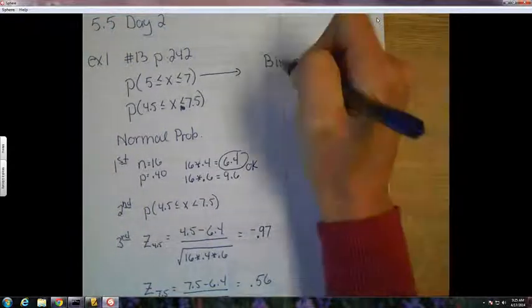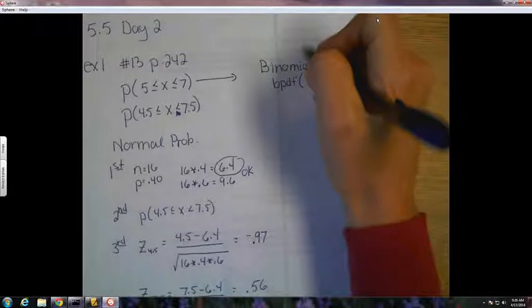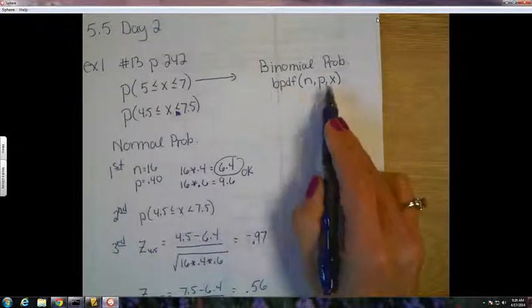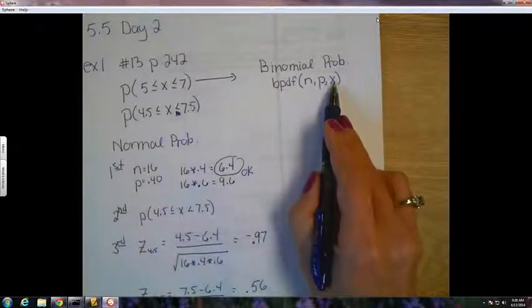Remember, we had our binom PDF and our binom CDF. What did we feed the binom PDF? It was 3 values. N was first, the number of trials you were doing. P, the probability of a success, and then X, the number of successes. And the PDF would give you exactly that one probability.